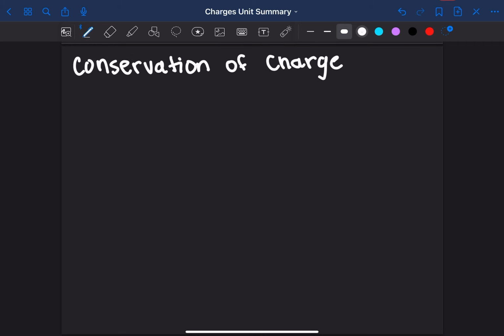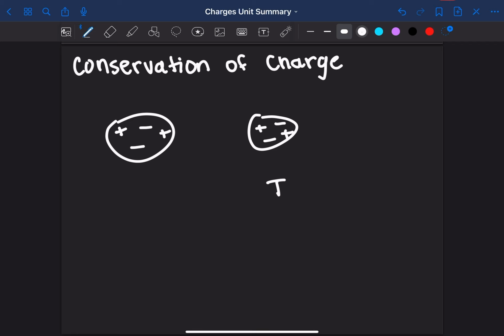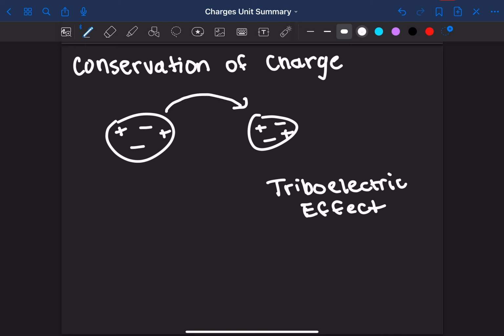The law of conservation of charge states that charges can't be created, but rather must be transferred from one object to another. So if we have an object with, say, 2 negatives and 2 positives, and then we have another one with the same thing, if you were to rub these two together, which is known as the triboelectric effect, if you were to physically rub these objects together, these electrons are going to transfer over to this other object, leaving this one to be net positive and this one to be net negative.